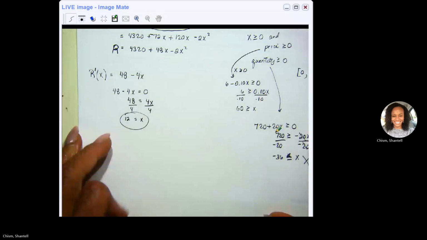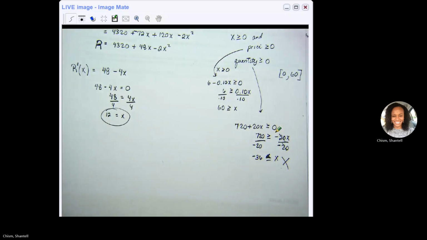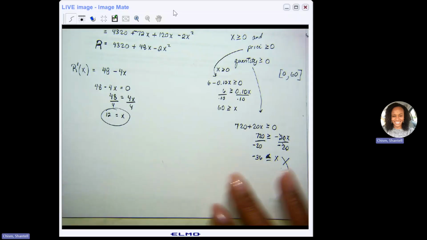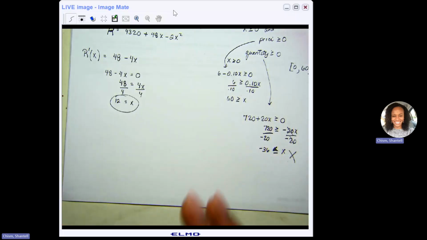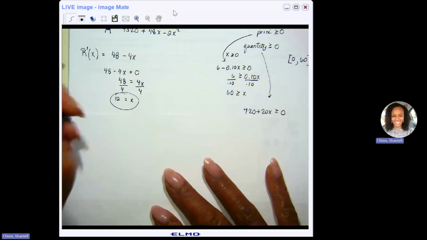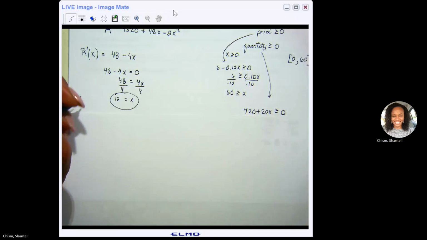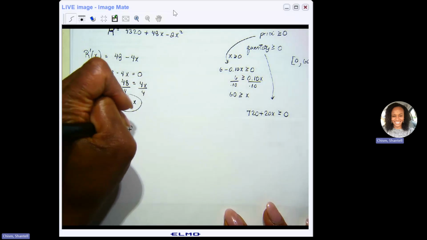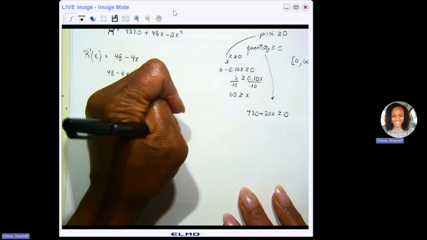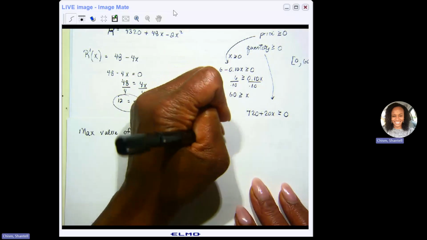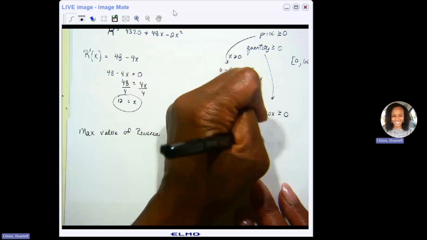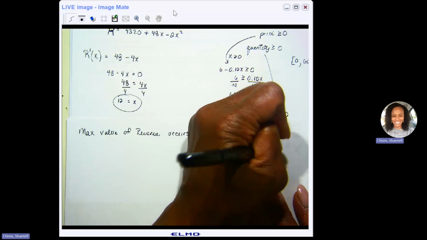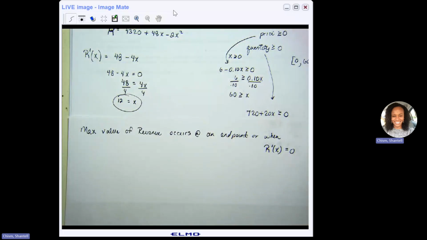The max revenue. I think I'll just get me a new clean sheet of paper here, and then I'll move that out the way in just a second. So the max value, I'm trying to maximize revenue. The max value of the revenue occurs at an endpoint or when the derivative is equal to 0, which is, of course, the first derivative test, where we have a horizontal tangent.